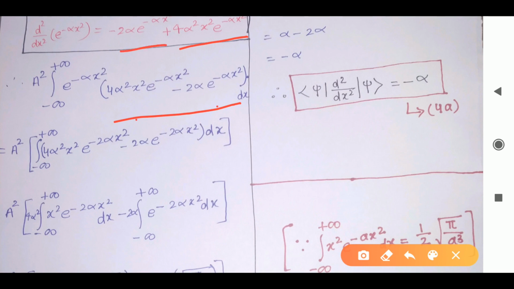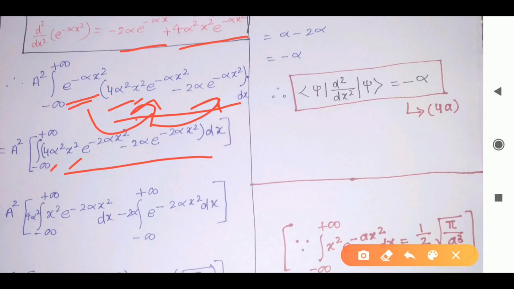So now what we will do is, we will multiply this e raised to minus alpha x square inside, to both the terms, the first and the second term. So after multiplying, we will get this term. 4 alpha square as it is, here x square as it is, e raised to minus alpha square. When we multiply this with e raised to minus alpha square, it will give us e raised to minus 2 alpha x square. And when we multiply this with this term, here also e raised to minus 2 alpha square, and 2 alpha will be as it is, minus sign as it is, and the whole term we will write as it is.